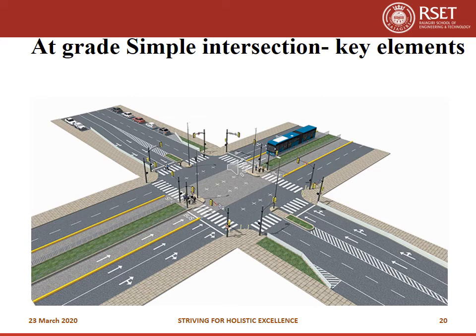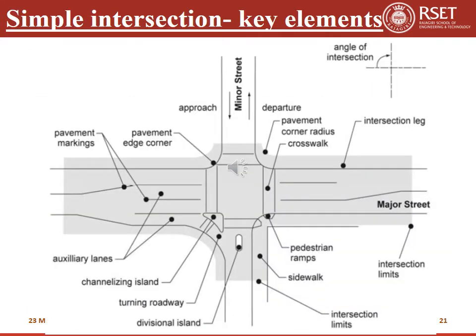You can see pedestrian crossing, islands are present, roads are not intersecting with sharp edges, footpath can be seen. So the same intersection can be drawn by showing all the key elements like this. The angle of intersection is 90 degrees. Then a major straight road is shown horizontally and a minor street is shown vertically.